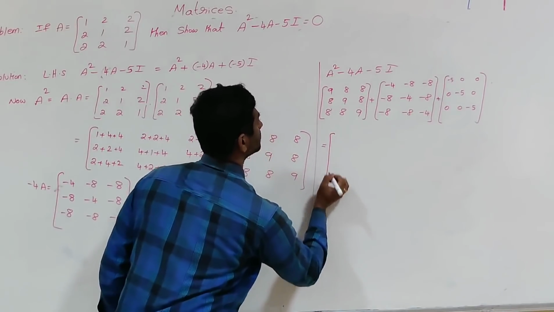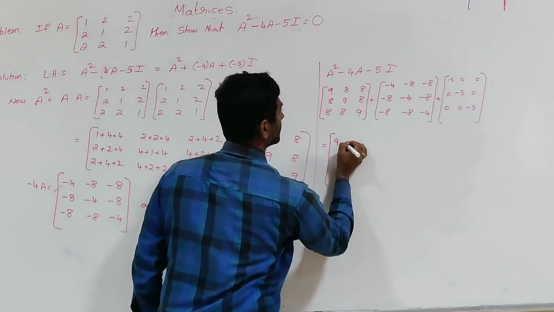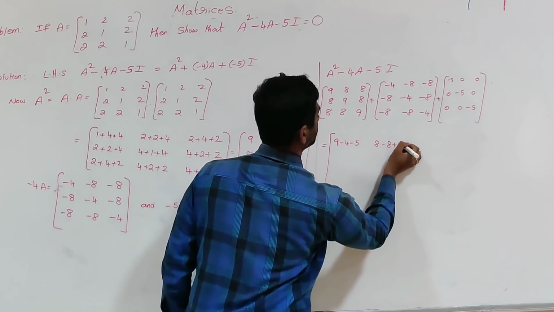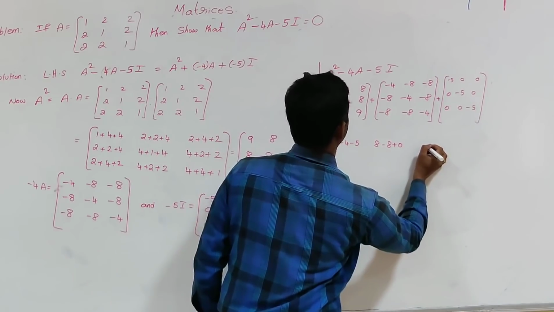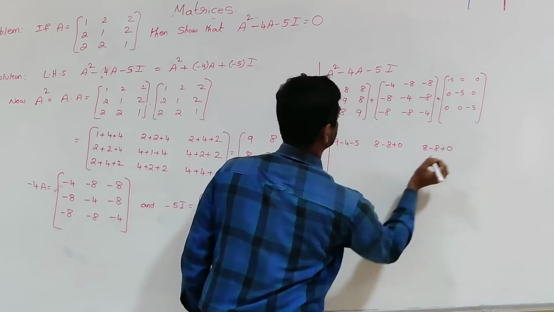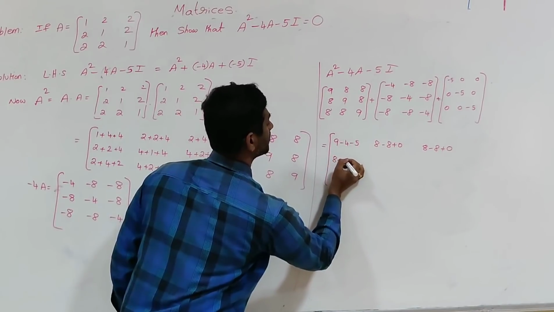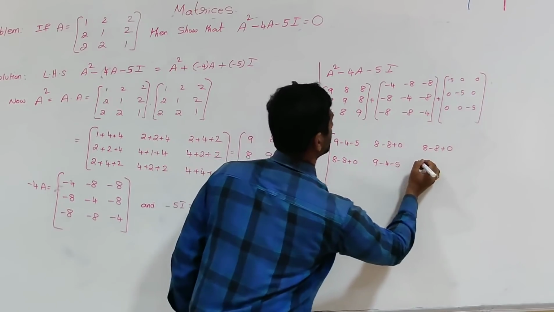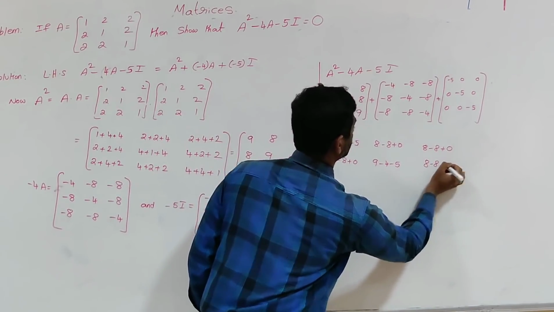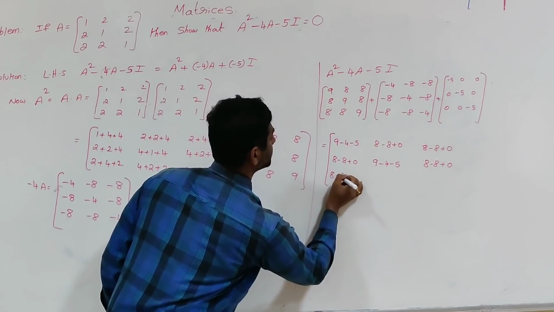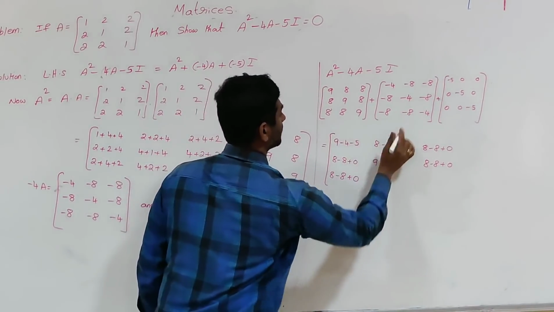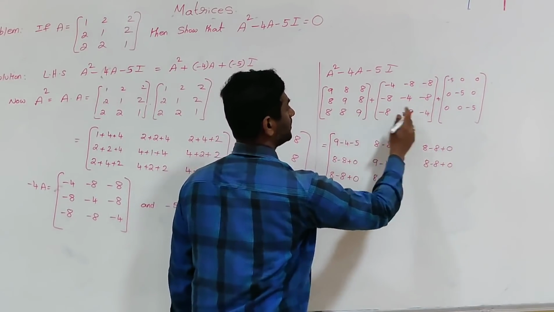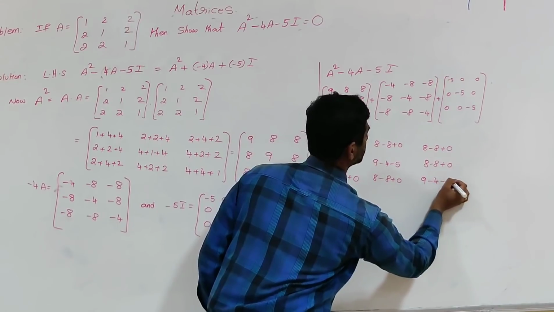Now we will see this. 9 minus 4 minus 5, 8 minus 8 plus 0, 8 minus 8 plus 0, 8 minus 8 plus 0, 9 minus 4 minus 5, 8 minus 8 plus 0, 8 minus 8 plus 0, 8 minus 8 plus 0. Last row, 9 minus 4 minus 5.